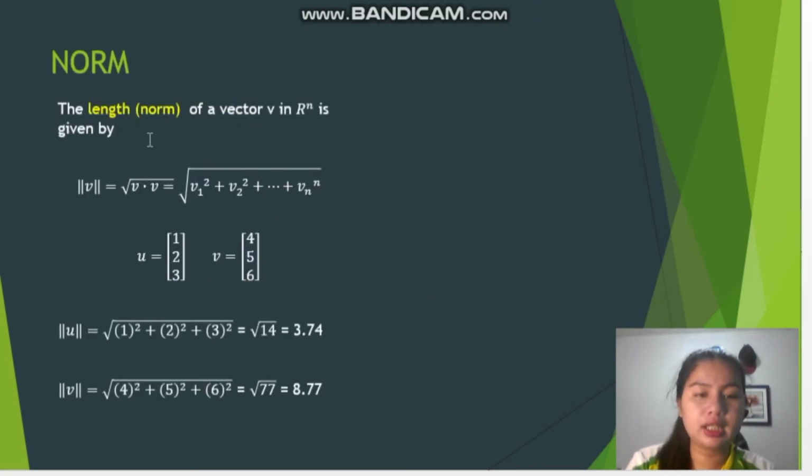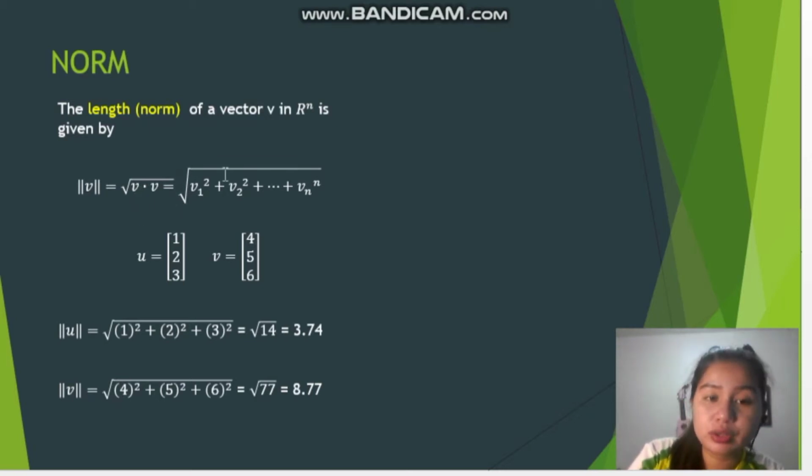So, next is we have the norm. The norm is also known as the length of a vector v in Rn. So, the norm of v, for example, ito muna, definition muna tayo. The norm of v equals the square root of the inner product of v and v, which equals the square root of v sub 1 squared plus v sub 2 squared up to v sub n squared.